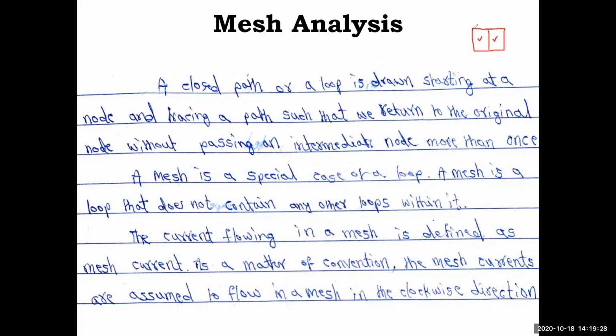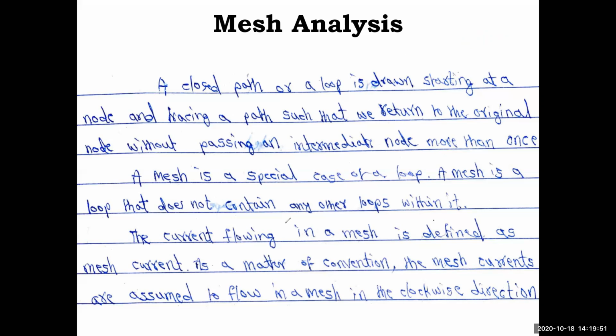Whereas a loop can contain any number of meshes. So this outer one, together, we can consider as a loop. This we could not consider a mesh because it already has two meshes. This is the concept of a loop and mesh. That's why, in terminology, sometimes we'll say loop analysis, sometimes mesh analysis. So both will come.